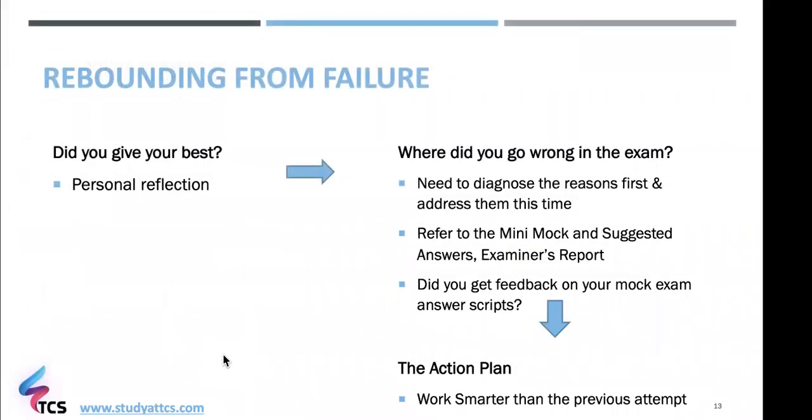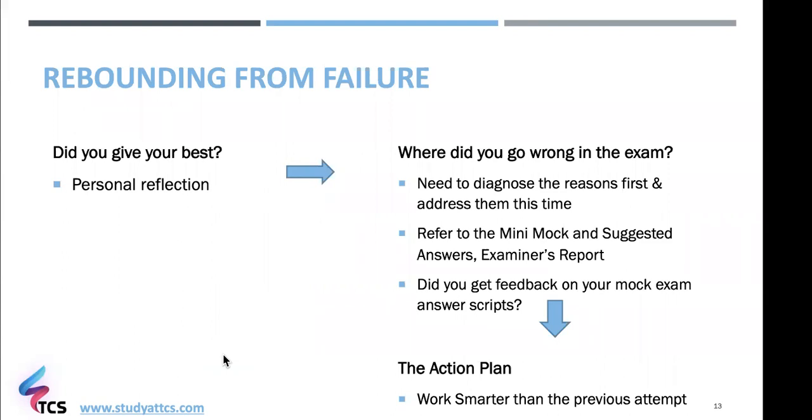All right. So moving on to the third part of tonight's session, I said that I will be talking about shortcomings faced by many students who end up failing the exam. And for each of these problems, I will be providing solutions. So what are you supposed to do if you have to bounce back from failure?